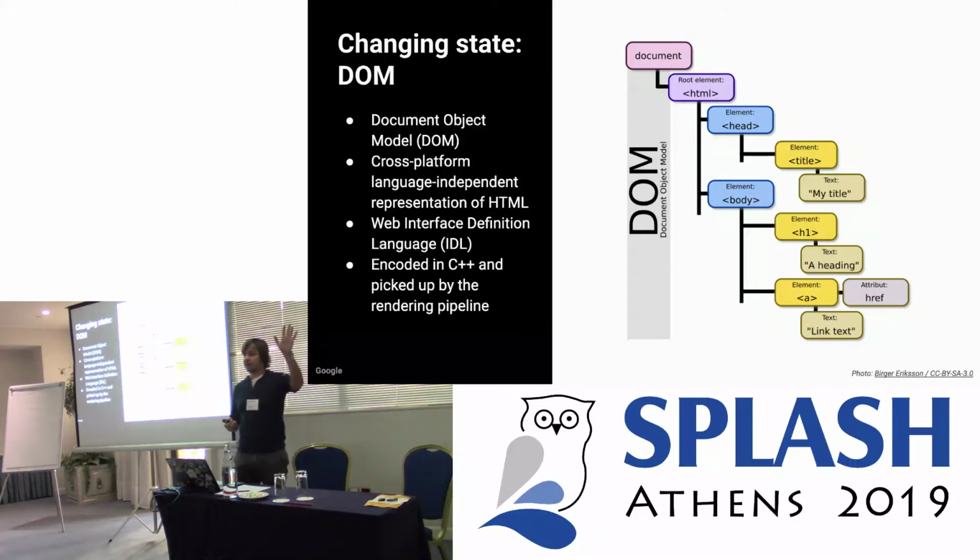So you have an abstract specification which gets translated into C++ classes that are read by the rendering pipeline. The interesting part here, I think, is that they are translated in a way so that the rendering pipeline can actually easily read them. So it's optimized for reading.